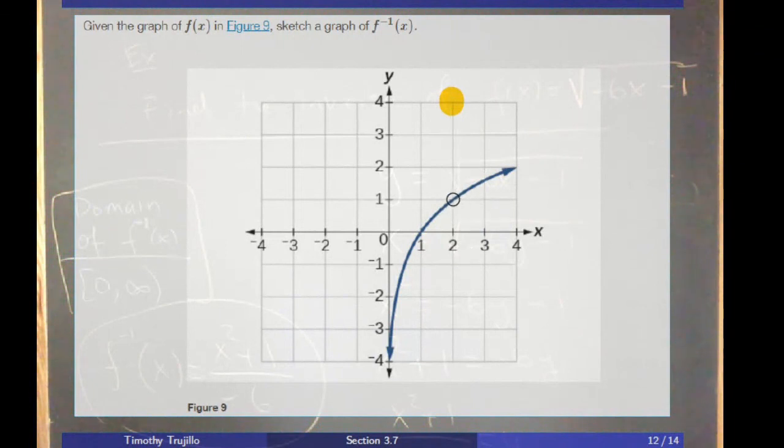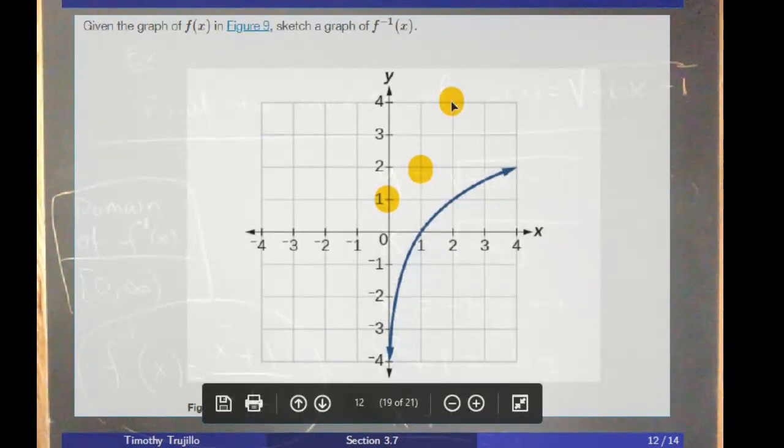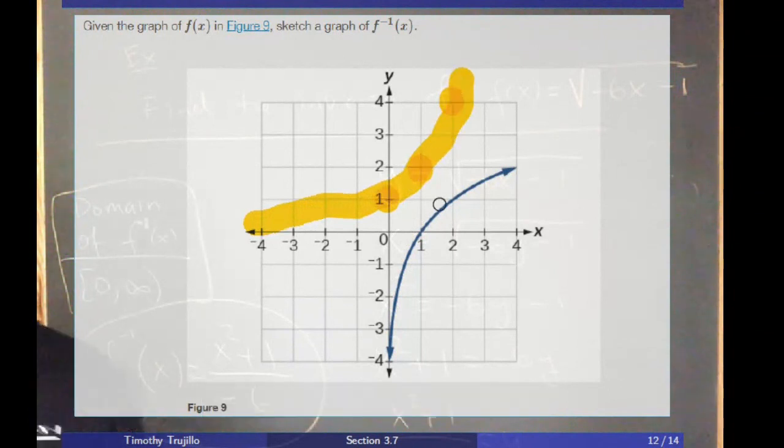Let's pick another point here. This is the point x equals 2, y is equal to 1. And if I swap those x and y values out, I get to this point over here, right? And then here, this is the point x equals 1, y equals 0. And so when I swap those out, I get x equals 0, y equals 1. Again, all I'm doing is swapping out the x and y values. And you can see sort of the curve here just looks like this. It matches this one and comes up along that way.